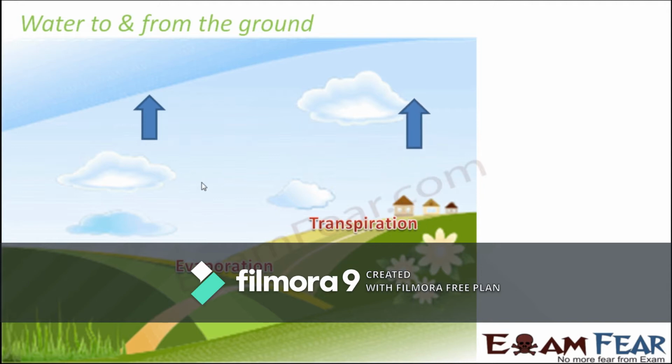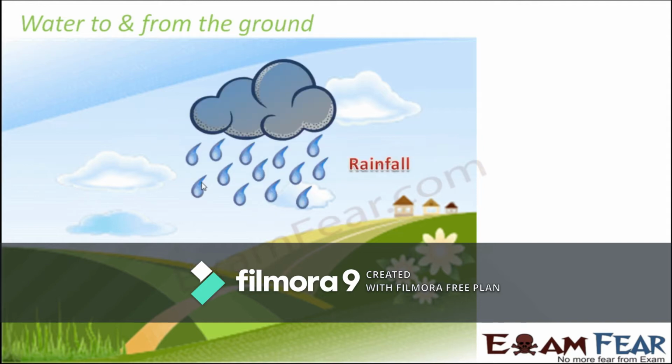There is another process, transpiration, where water from the plants, that is water from the ground, is going to get converted into water vapor in the atmosphere. So now what do we have? As a result of evaporation and transpiration, we have a lot of water vapor in the atmosphere. So now this water vapor in the atmosphere condenses together to form clouds, and when these clouds become very dense, very heavy, they fall back to the ground in the form of rainfall.